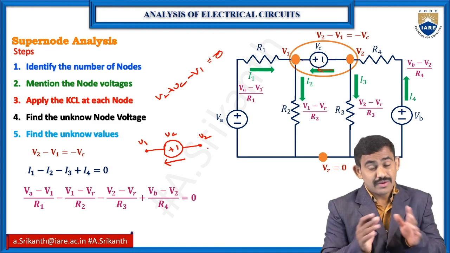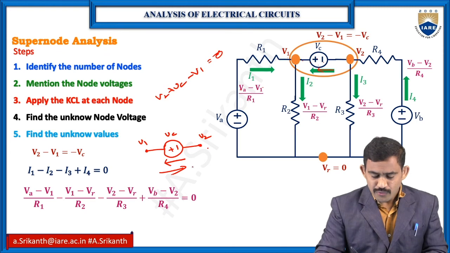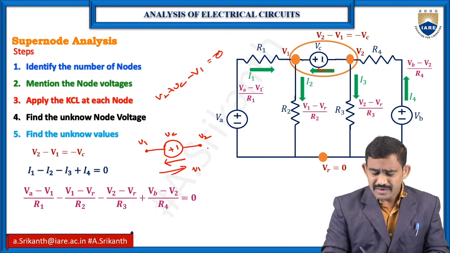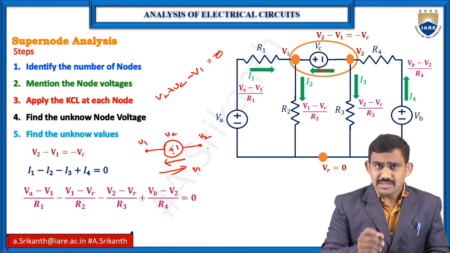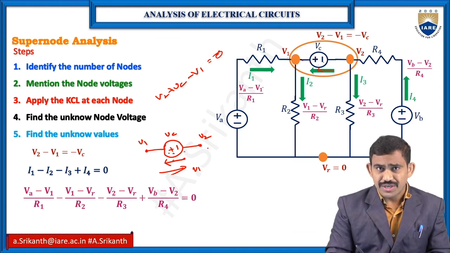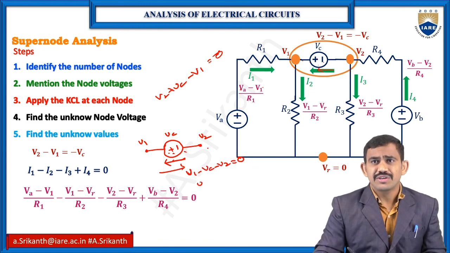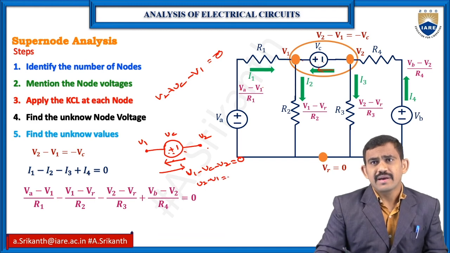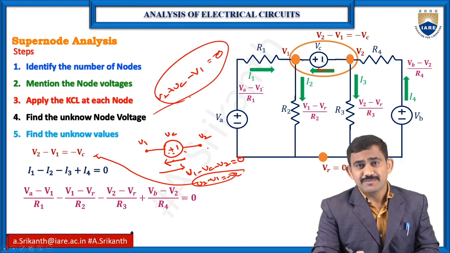Okay, so any direction you can take. Suppose this is your direction. So V1, but which source is this? Ideal source. The direction is generally positive to negative. So we have minus VC, minus V2 equals 0. So we'll get V2 minus V1 equals minus VC. So it's the same thing in any direction.